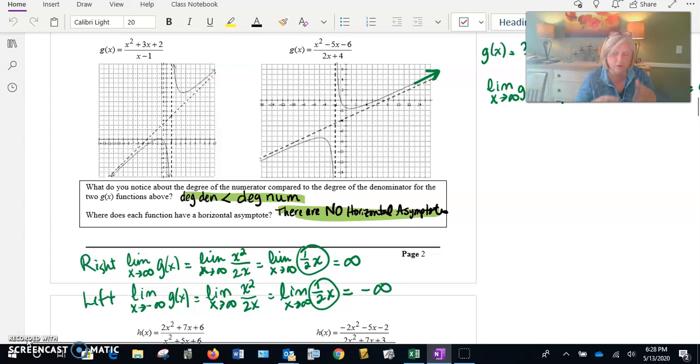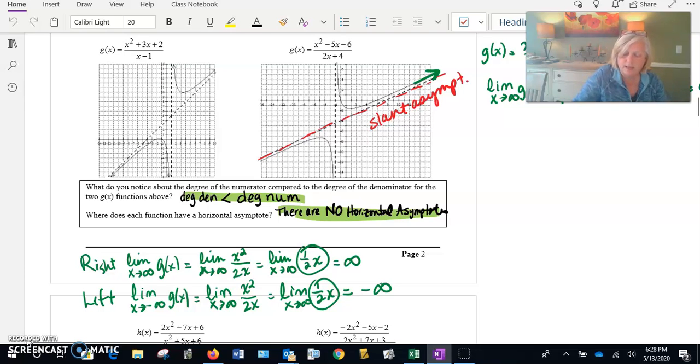All right, and then we'll come back and talk a little bit more about what type of asymptote this is. This is an example of a slant asymptote because it's a slanted line.